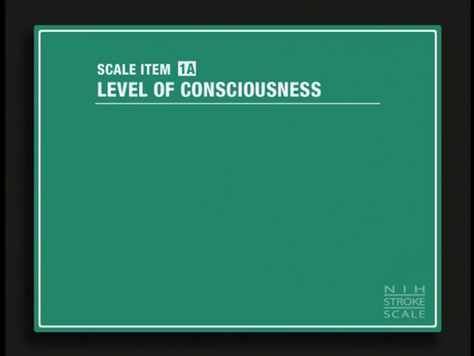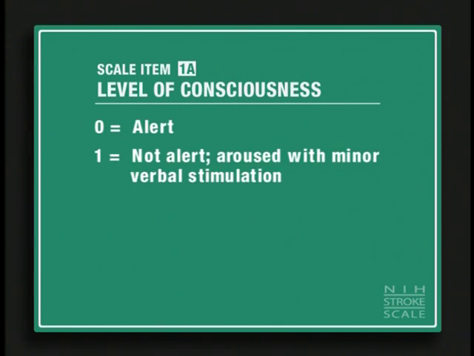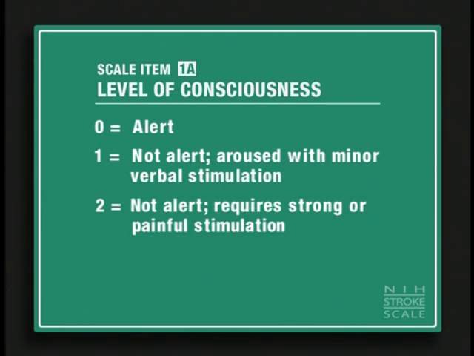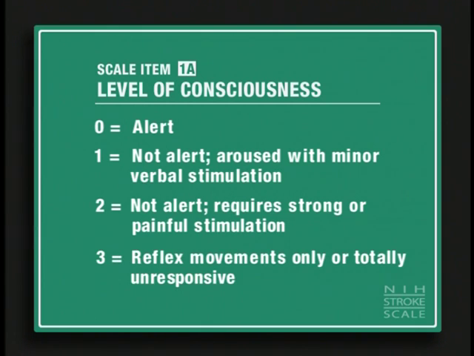Let's look at how this scale item is scored. Score a 0 if the patient is alert and keenly responsive. Score a 1 when the patient is not alert but can be aroused with minor verbal stimulation. Score a 2 for the patient who is not alert and requires repeated stimulation to attend, or who requires strong, painful, or noxious stimulation to make movements. Score a 3 if the patient makes only reflexive posturing movements in response to repeated painful stimuli.